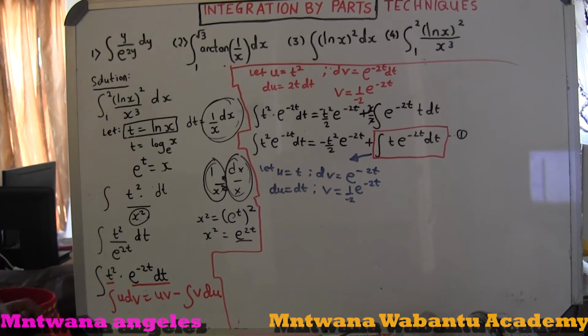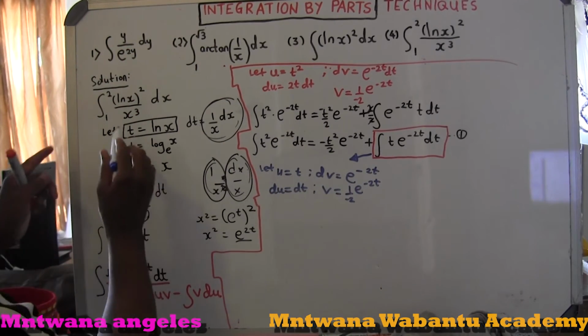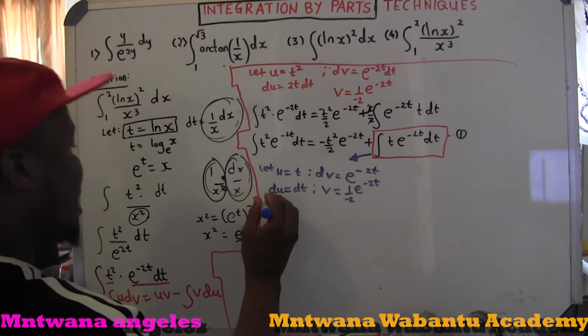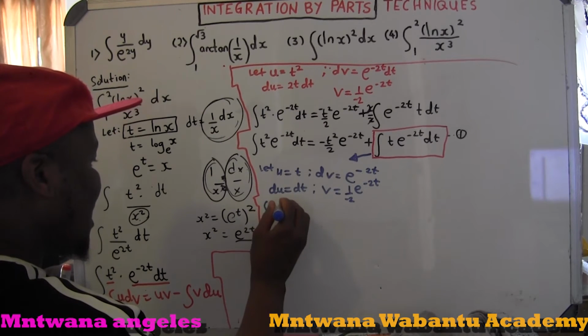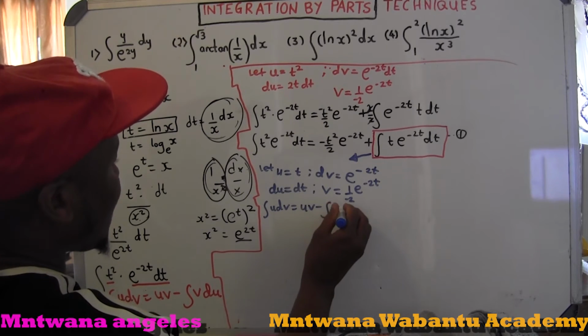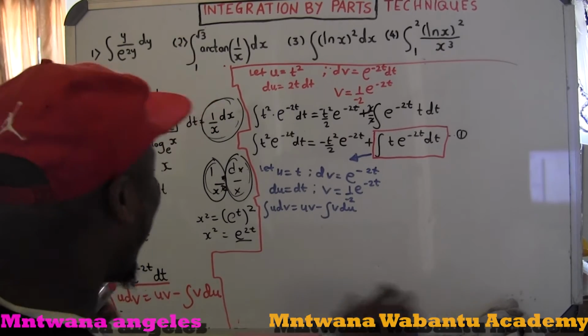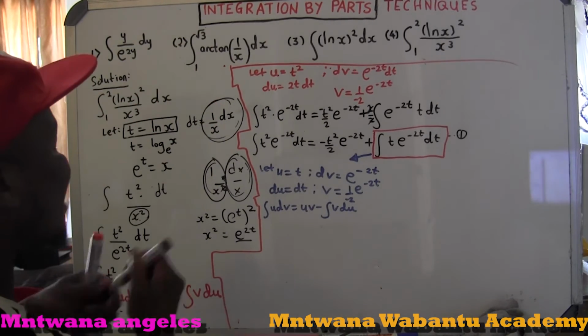Exactly. So now we're going to substitute back into the formula. What is the formula? Integral of u dv equals uv minus integral of v du. I just pray this space is going to be enough. So now we go with substitute.